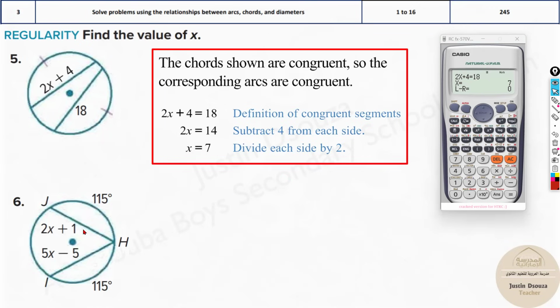Now to solve the next question, here they have told this arc and this arc is equal. Now can you just equate 2x plus 1 equals 115? Let's try that. 2x plus 1 is equal to, sorry, it's 1 equals 115. Now if I press shift and solve, I'm going to get this answer. But please remember, this is a wrong answer.